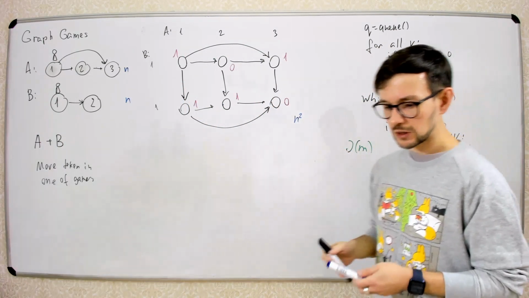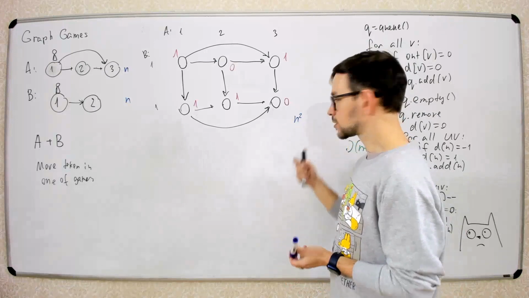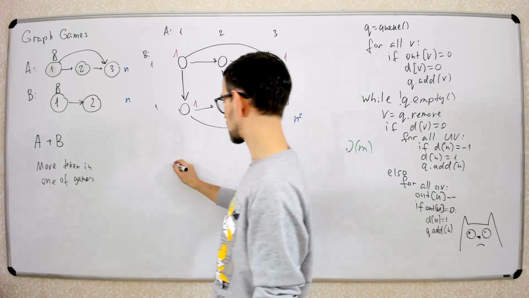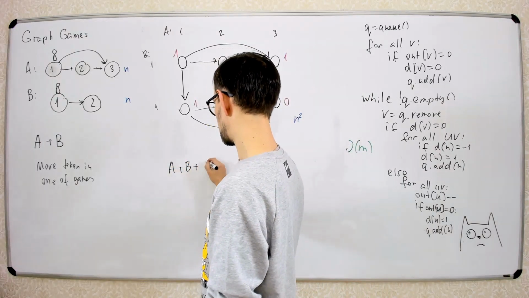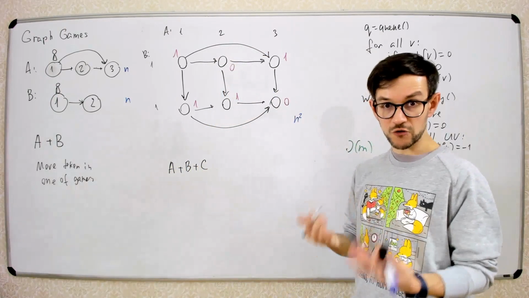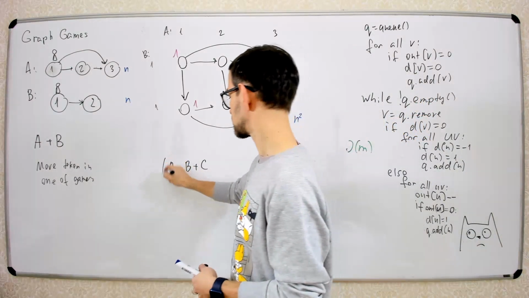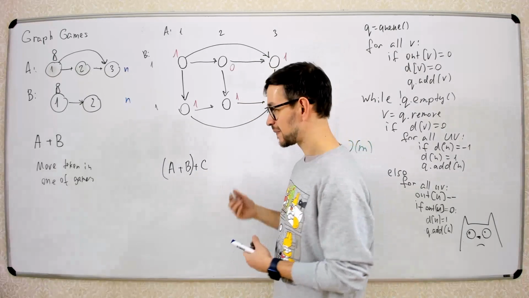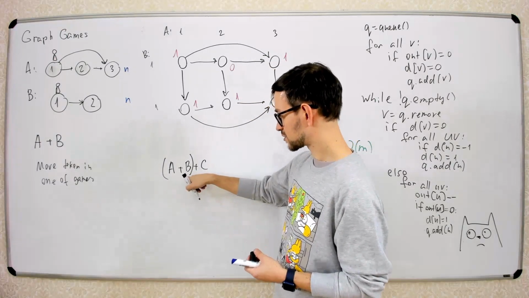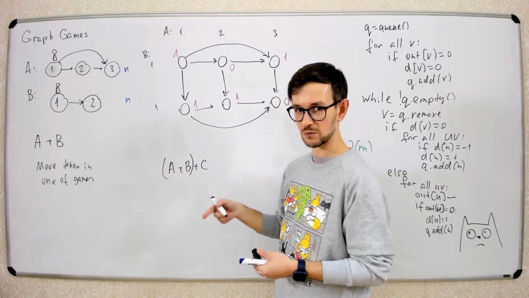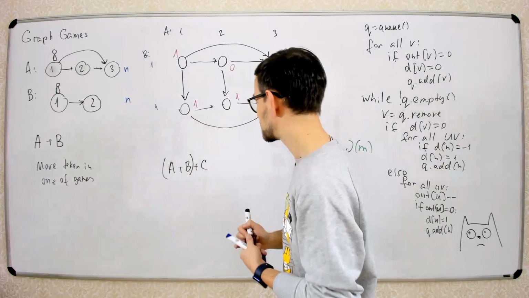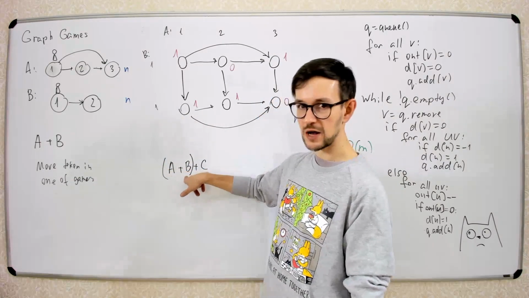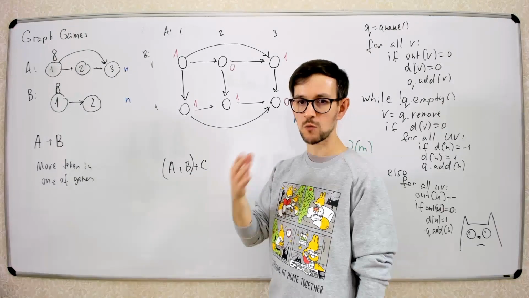n squared doesn't look that big, but if you have many games, if you want, for example, to calculate the sum of 3 games like this, you can calculate the sum of 3 games. What is the sum of 3 games? It's a plus b plus c. So a plus b is a graph game, so we can make a sum of 2 games and another game. What does that mean? You can make a move in C or in one of the games A or B. It means you just make a move in one of these 3 games.